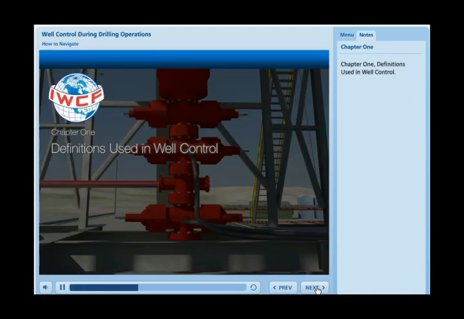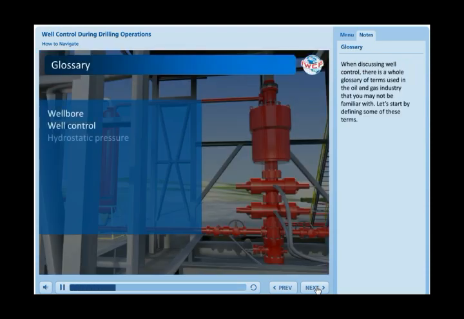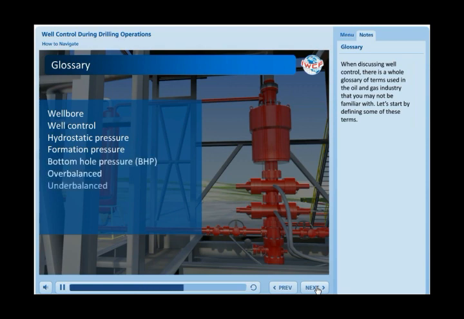Chapter 1. Definitions used in well control. When discussing well control, there is a whole glossary of terms used in the oil and gas industry that you may not be familiar with. Let's start by defining some of these terms.